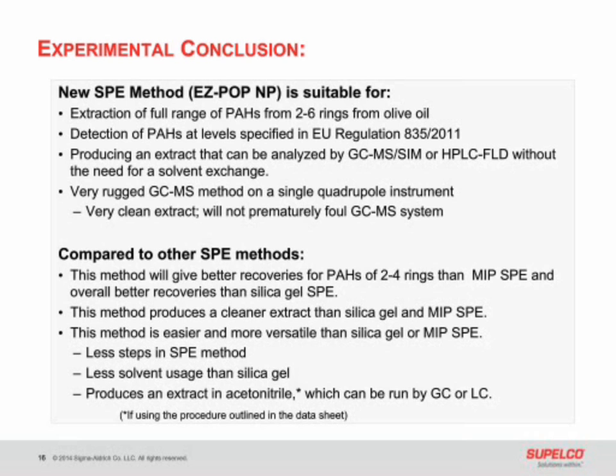Compared to other SPE methods, EasyPop NP gives better recoveries than silica gel SPE overall, and will give better recoveries for PAHs of 2 to 4 rings than MIP SPE. In comparison to silica gel and MIP SPE, EasyPop produces a cleaner extract and is easier and more versatile. There's fewer steps involved, less solvent usage than silica gel, and this produces an extract in acetonitrile which can be run by both GC or LC.